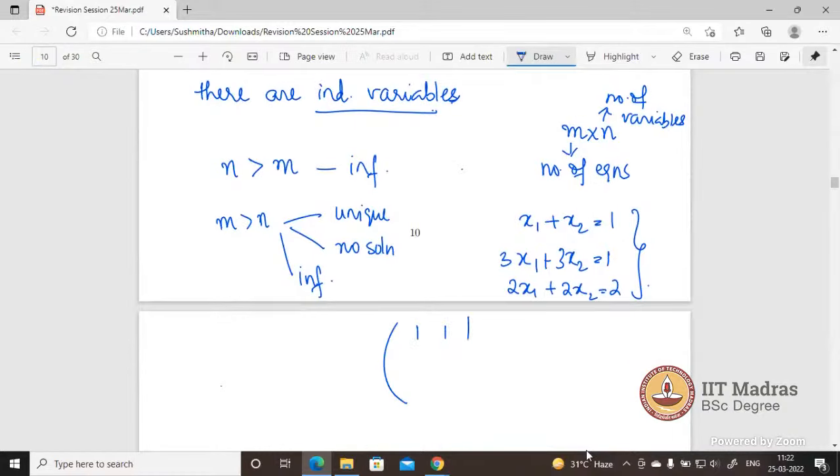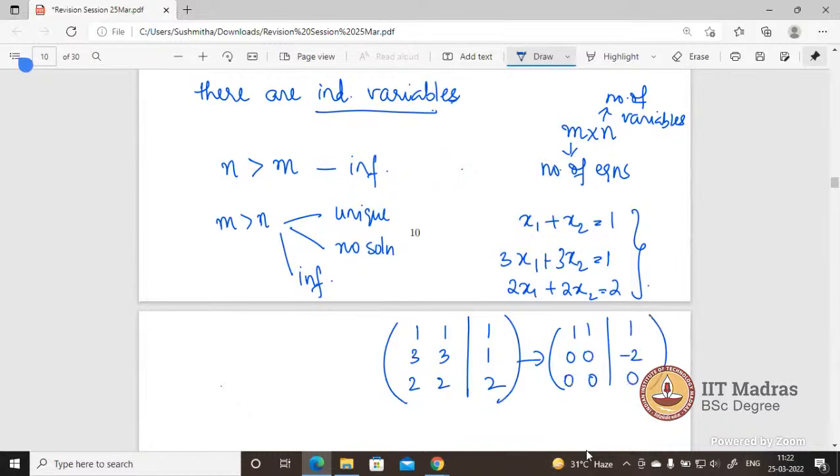1, 1, 3, 3, 1, 2, 2. So when I reduce this system, I'll get 1, 1, 1, 0, 0, some -2 or something, -2, 0, 0, 0. So this is inconsistent, right? Yes, ma'am.